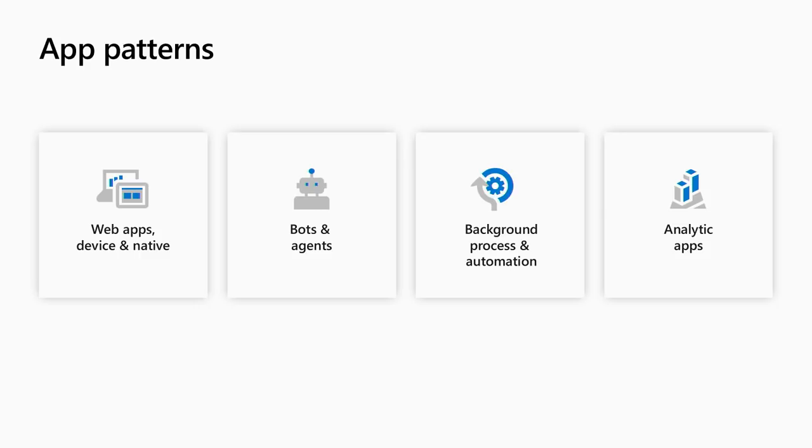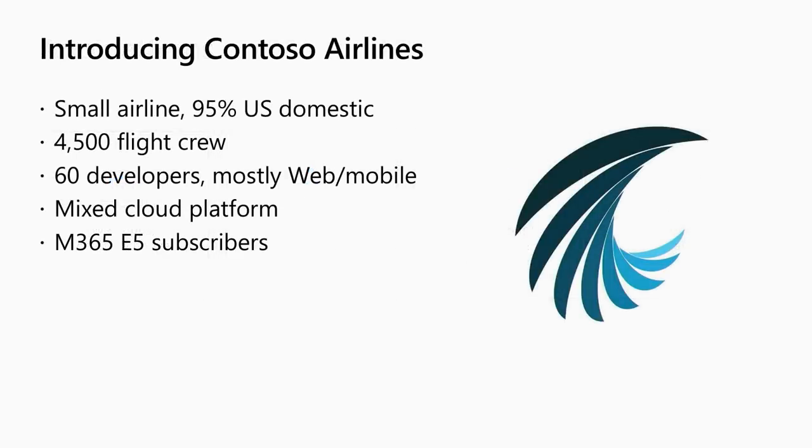The technologies that you use for building a web app are different than the technologies that you use for building a bot app. Similarly, the way that you authenticate to a web application is going to be different than the style of authentication used for a background process application. So we're going to walk through each one of these different application patterns and try to apply it within the context of Microsoft Graph. Specifically, the categories that we're looking at this conference are web apps, device and native, bots and agents, background processes and automation, and finally, analytics apps, which, as you know, we are introducing with Microsoft Graph Data Connect.